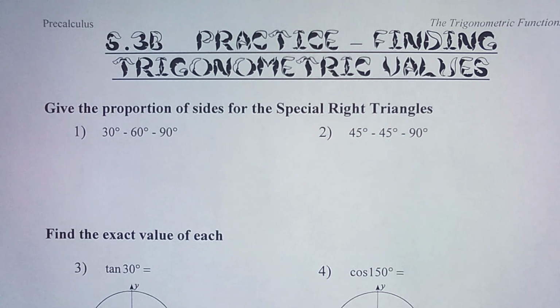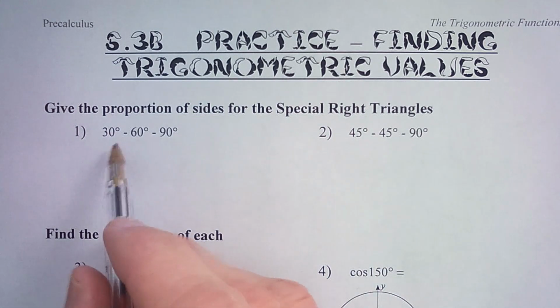Hey guys, today we are going to practice finding trig values on a circle, and sometimes we're going to use a true unit circle and sometimes we will use special right triangles on a circle. Now before we start, let's review 30, 60, 90 triangles.